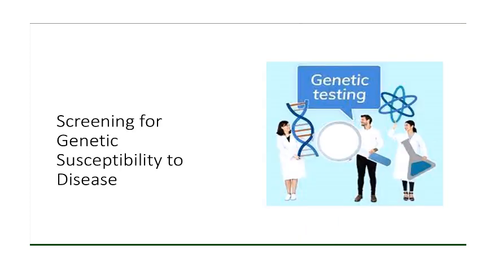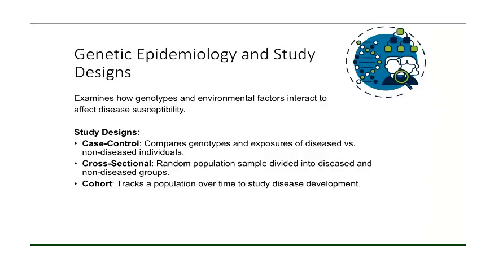Screening for genetic susceptibility to disease. Genetic epidemiology focuses on the interaction between genotypes and environmental factors in influencing disease risk. Study designs include case control studies, which compare individuals with and without disease, cross-sectional studies that take a snapshot of the population, and cohort studies that track individuals over time. Each design provides unique insights into disease prevalence and genetic risk.